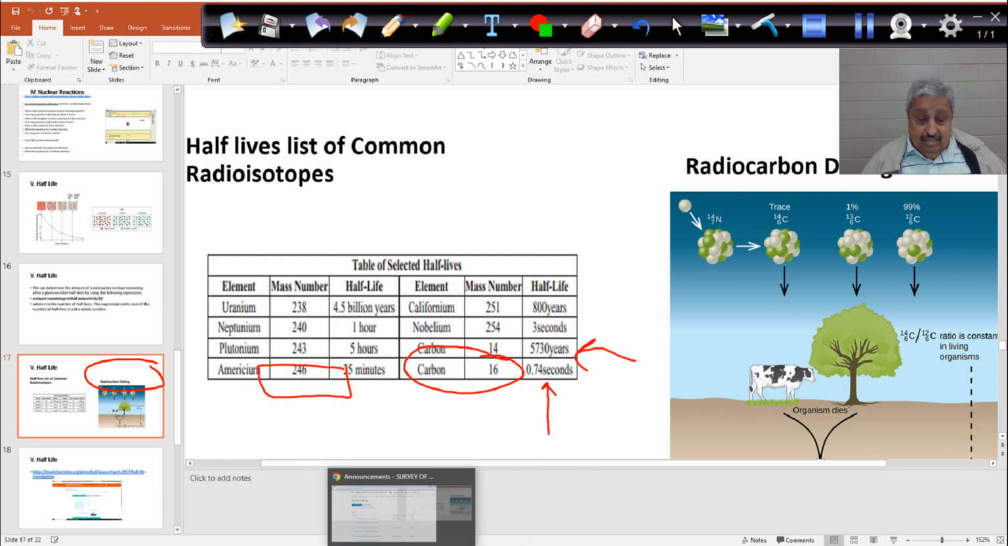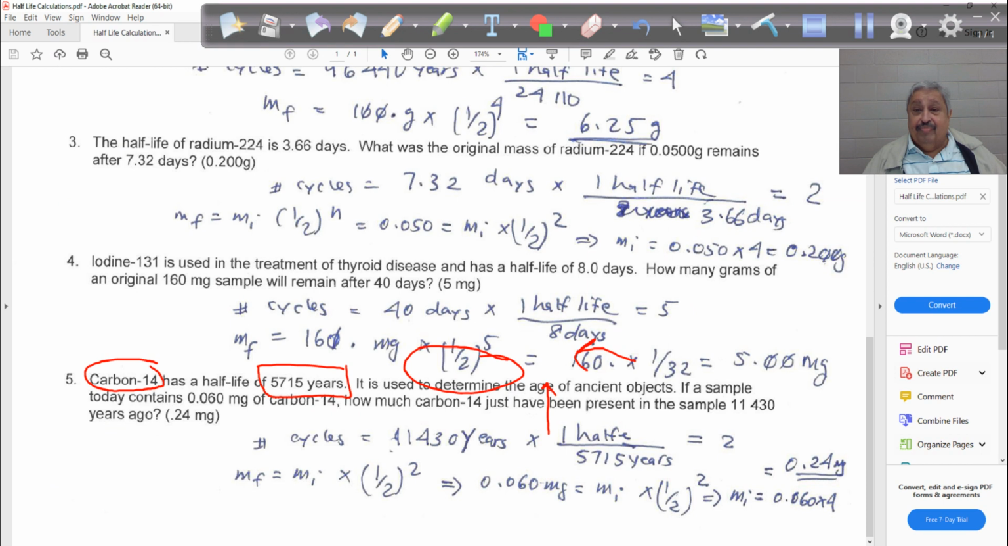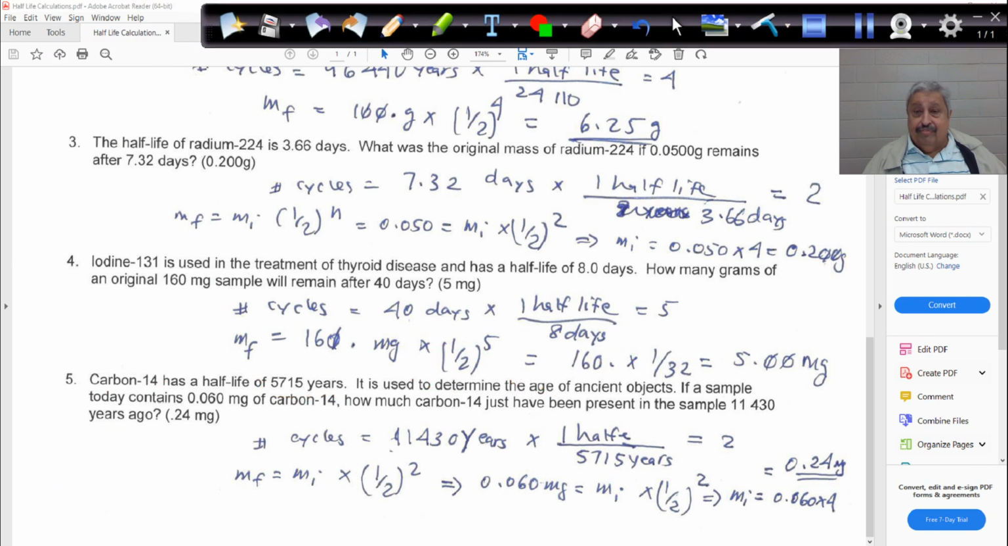So let's go for, again, number 5. Number 5, we have the half-life of carbon-14, correct? And if a sample today, look at the keyword here. Today is what? MI or MF? Final or initial mass?